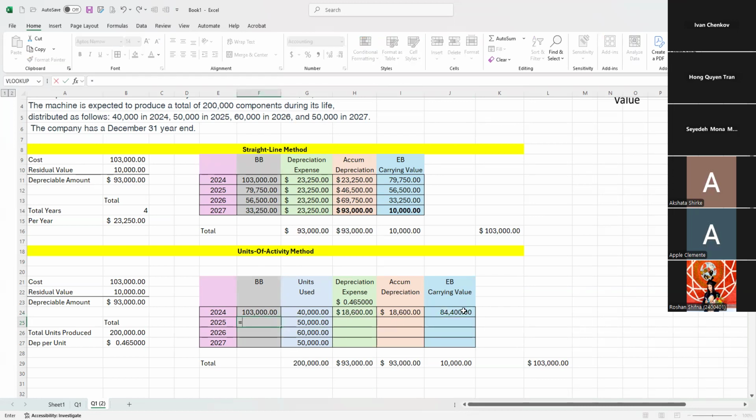Beginning balance next year will be the ending balance of the previous year. Depreciation expense, we're using the same. Accumulated depreciation will be this amount plus the current year. Carrying amount will be beginning balance minus depreciation for the year. And now I can drag the formulas and see what's going to happen.